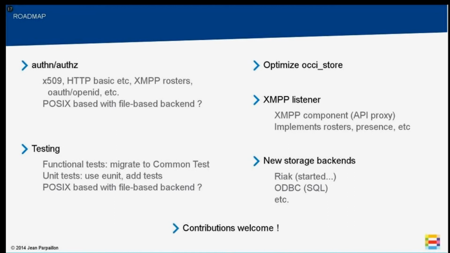So we have a lot of items in the roadmap. First, it is the authentication and authorization part, which has not yet been implemented. We want to write something independent from any specific technology. We want to handle X509 certificates, HTTP authentication, XMPP rosters, and such. We thought about POSIX-based authorizations, maybe with a file-based backend, but it's just an idea.